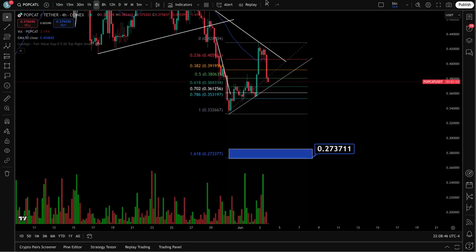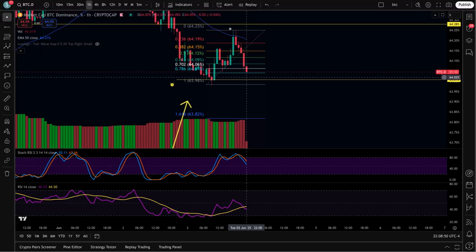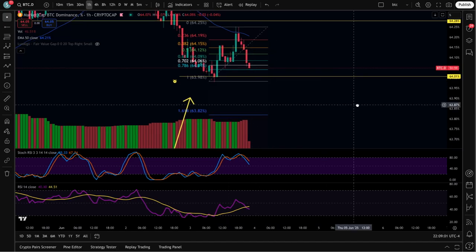We're about ready to go into an alt season, guys. Look at Bitcoin dominance. Let me show you this. Just a little drop today. Look at this. This is on 1 hour. It's getting ready to crash through 786. Once it loses 64% here, this thing is going to gain some speed.